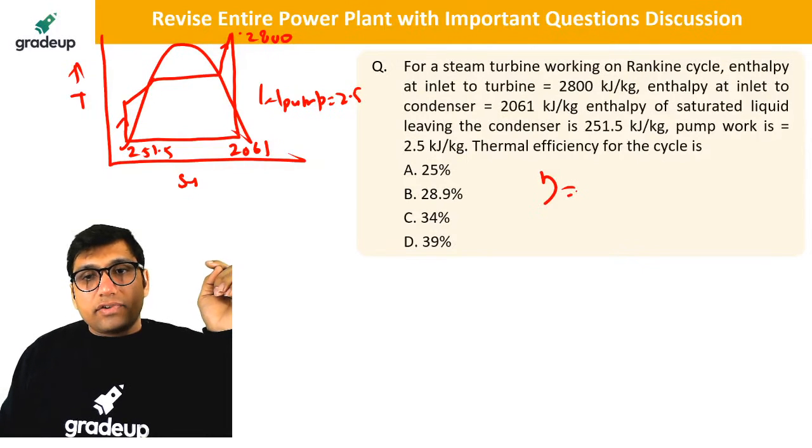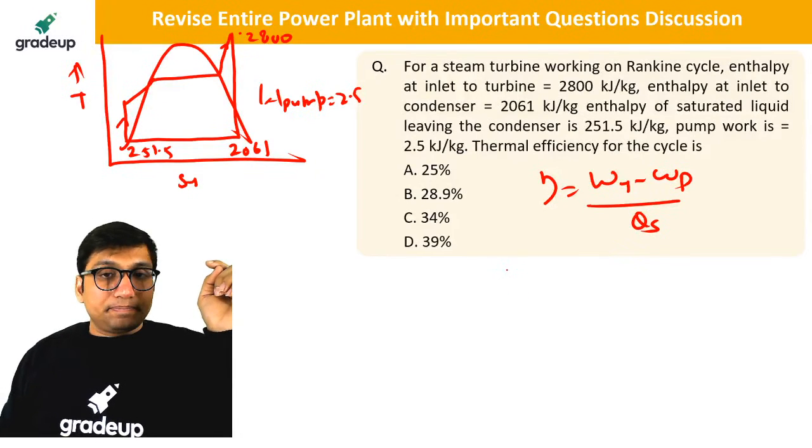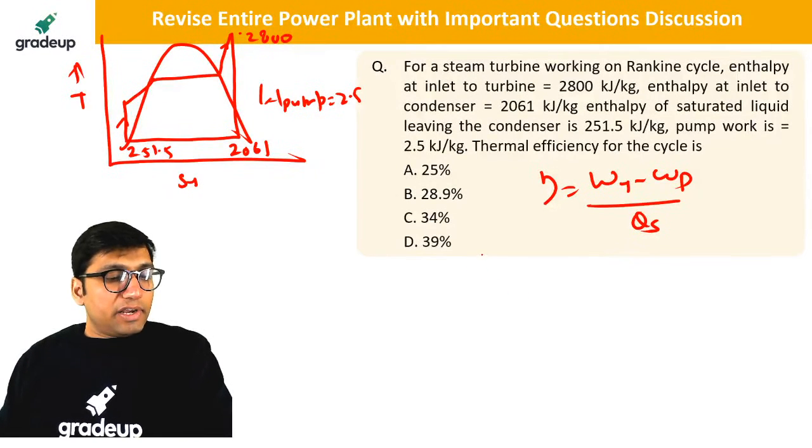How can you find efficiency? Efficiency is equal to turbine work minus pump work divided by heat supplied. Okay? Yes. TNV Kishore has given B, Deepak has given D for this question as the answer.